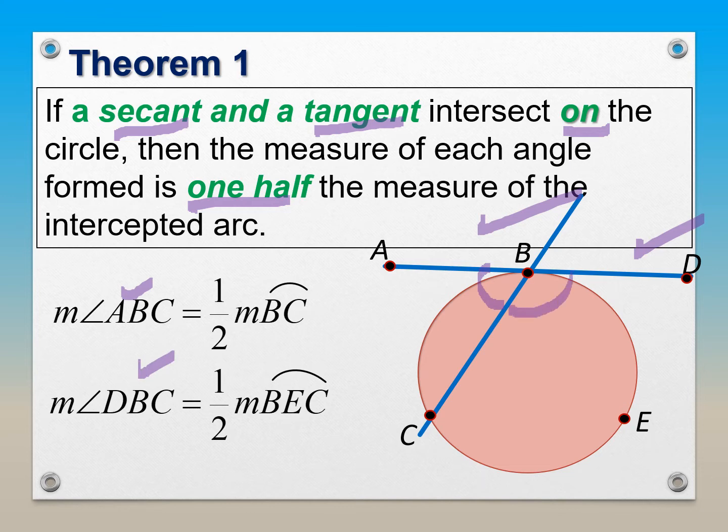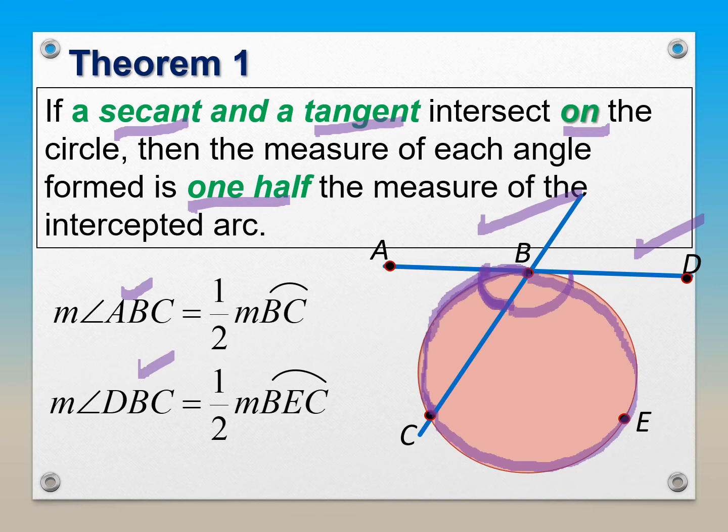For angle ABC, its intercepted arc is this arc BC. And for angle DBC, its intercepted arc is this arc, which is arc BEC. According to the theorem, the measure of the angle formed is 1/2 the measure of its intercepted arc.